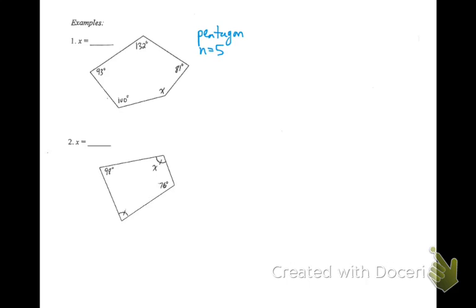Okay, I'm going to write the formula up at the top just so I can refer to it. 180 times n minus 2. This is going to be the sum of the interior angles of an n-gon. In order to solve for x, I need to find its sum. It's going to be found by 180 times 5 minus 2, because there are 5 sides in a pentagon, also known as 5 angles. So the interior sum is going to be 180 times 3, which is 540 degrees. Every pentagon is going to have that interior angle sum.